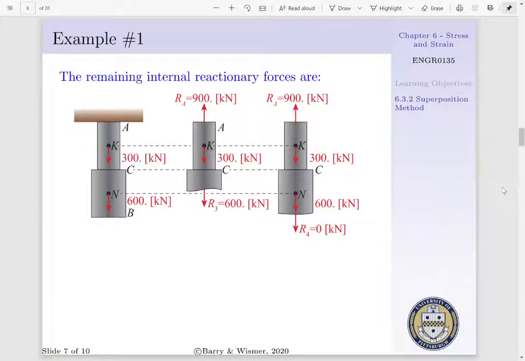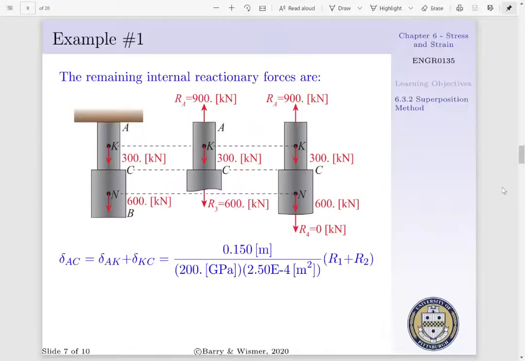Next, we will cut member CB between C and N, and we also find our internal reactionary force R3 is equal to 600 kilonewtons. This is valid between C and N. Lastly, we will cut member CB between N and B, and we find our internal reactionary force R4 is equal to 0 kilonewtons. Thus, we can say our deformation of member AC is equal to delta AK plus delta KC.